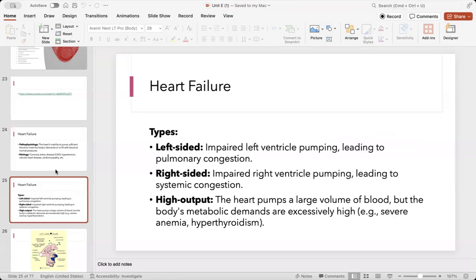There's also different types. So there's left-sided, right-sided, and high output. What we're going to talk about are the left-sided and right-sided. So if we go back to that original anatomy on the heart, the left side of the heart is our left ventricle pumping blood out. The right side is where our right atrium and right ventricle live. So we're going to talk about the difference and what happens if one or the other side fails.